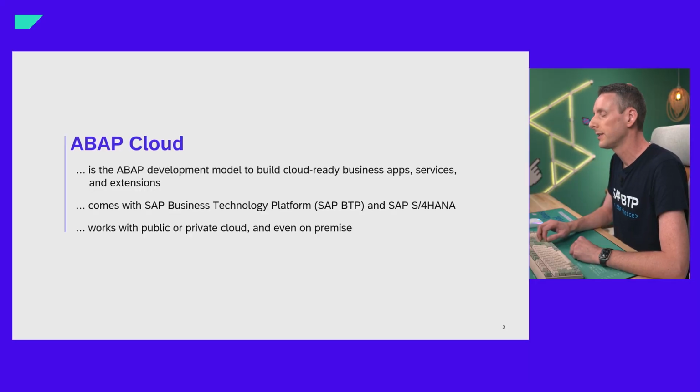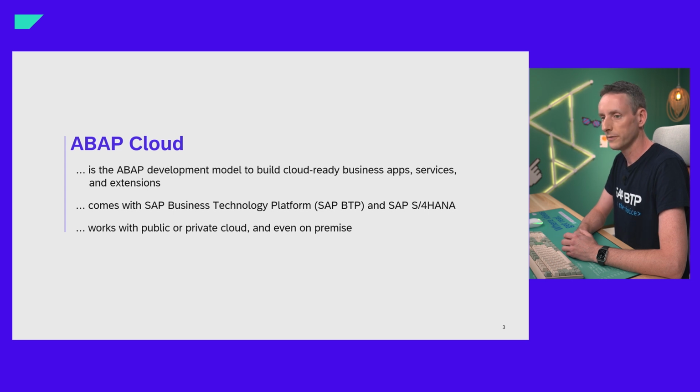So, ABAP Cloud in action. What is ABAP Cloud? ABAP Cloud is the development model to build cloud-ready business applications, services, as well as extensions. It's part of the SAP Business Technology Platform, SAP BTP. We also call it Steampunk, the ABAP environment there, as well as contained in SAP S/4HANA. It works in the public as well as in the private cloud and is also available, and that's very important, also on-premise. That allows you to use the ABAP Cloud development model even on-premise. So what does it mean in detail?